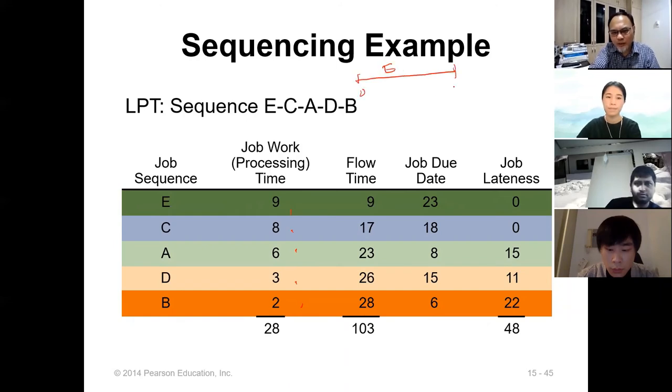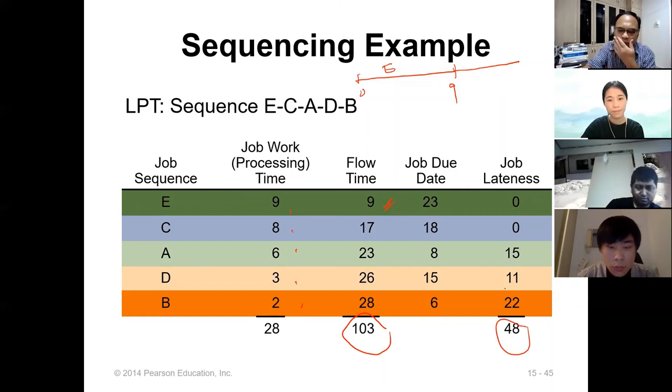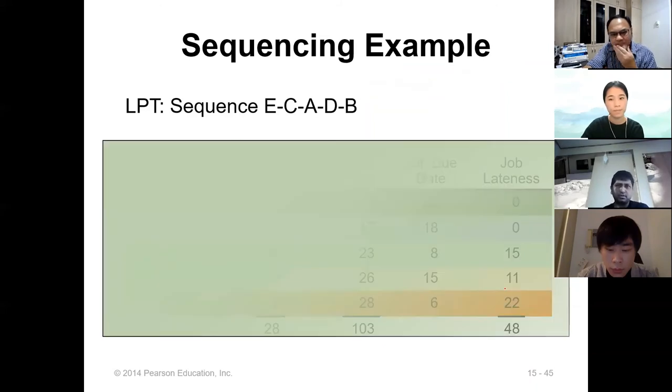0 to 9 days, and then 17. So you see a larger flow time actually. A larger total flow time. Job lateness is also higher. So what do you think? Do you think longest processing time is a good option for sequencing your work? No, shortest processing time. Yeah.